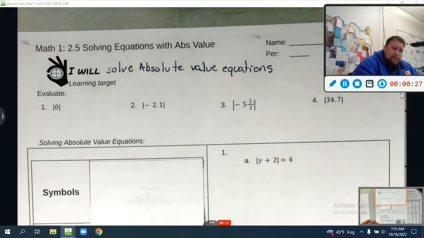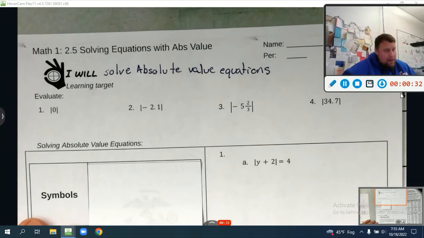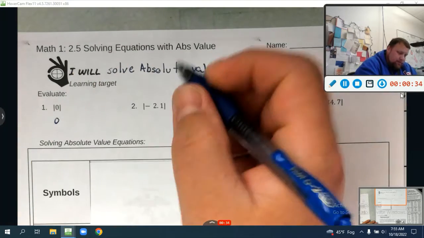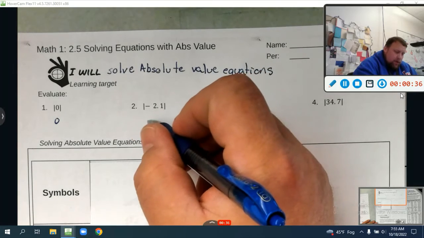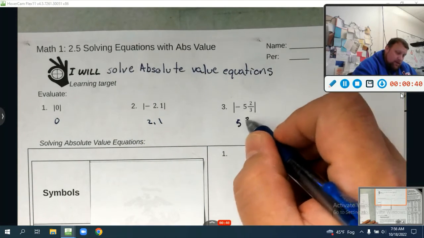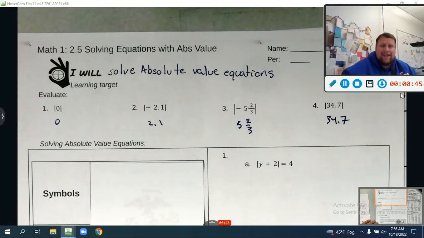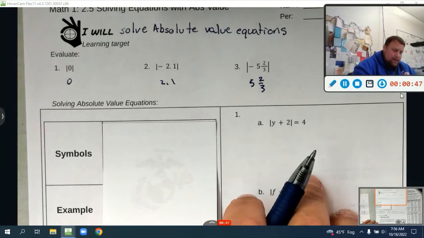All right, absolute value just measures distance from zero. If it's positive, it stays positive. If it's negative, it becomes positive. So absolute value of 0 is 0. Absolute value of negative 2.1 is 2.1. Of negative 5 2/3 is 5 2/3. And of 34.7 is 34.7. That's it. That's the magic. This is a short lesson.